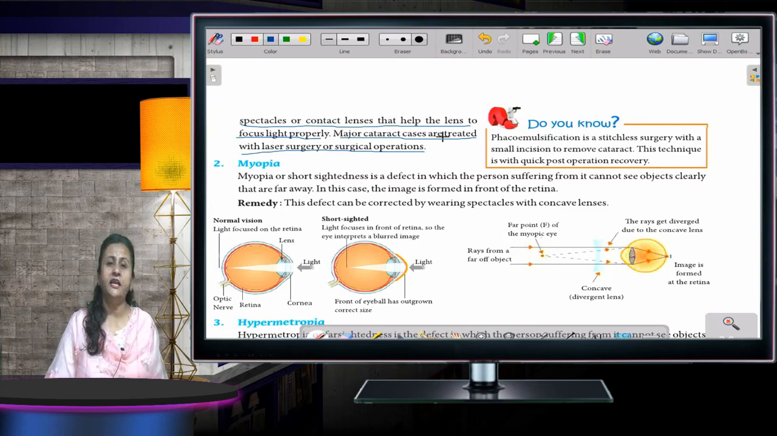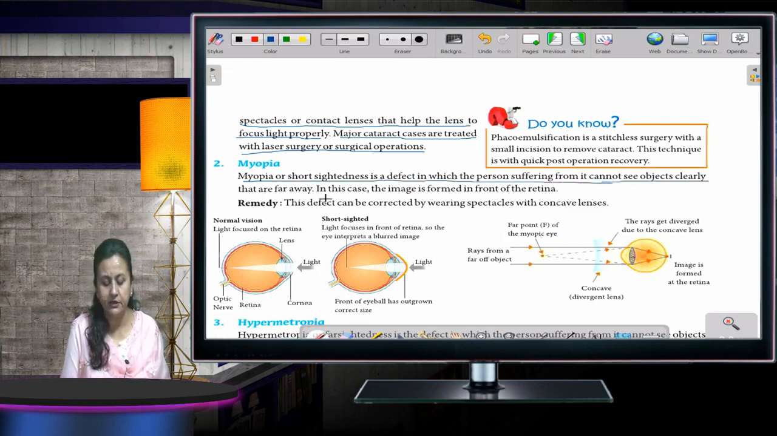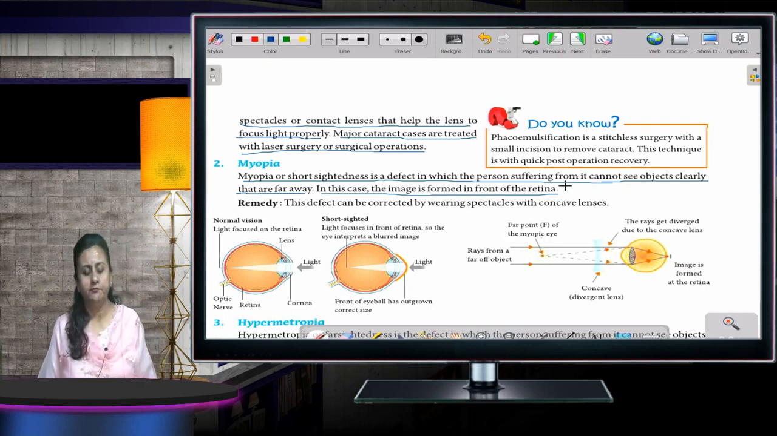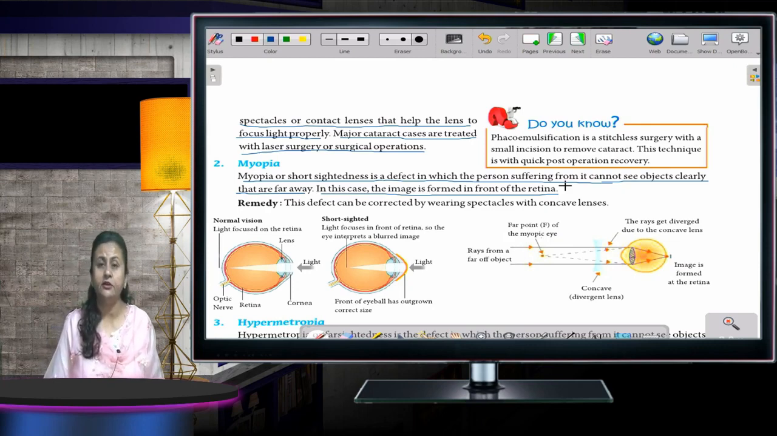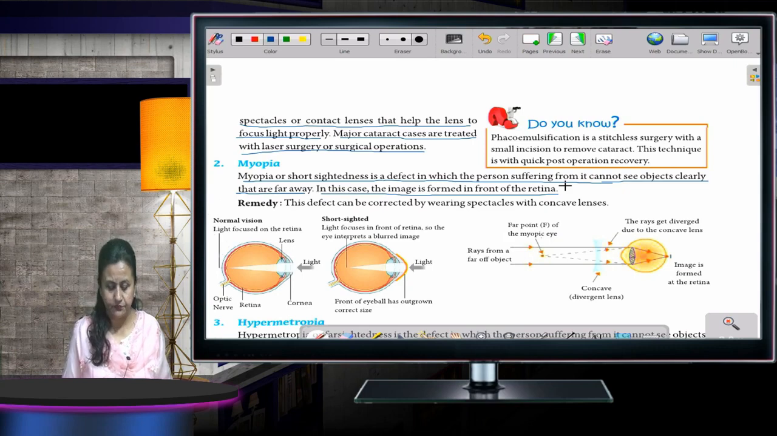Now the second is myopia. Myopia, or short-sightedness, is a defect in which the person suffering from it cannot see objects clearly that are far away. In this case, the image is formed in front of the retina. What is the remedy? We go to the doctor and he gives us specs to wear. Myopia is short-sightedness. We are not able to see the things which are at a far distance.